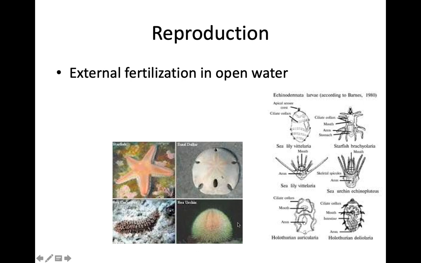Okay, the adults have the radial symmetry, whereas, as you can see, all of these larvae have that bilateral symmetry. Now, sea stars, starfish, I should mention, have separate sexes. A lot of echinoderms have both male and female reproductive parts, but sea stars do have separate males and separate females.